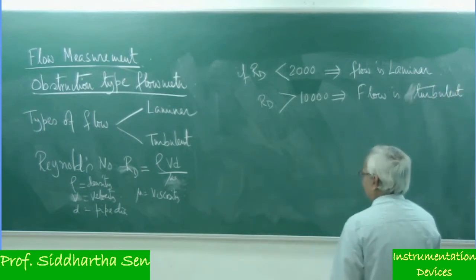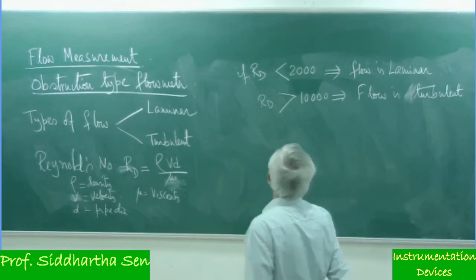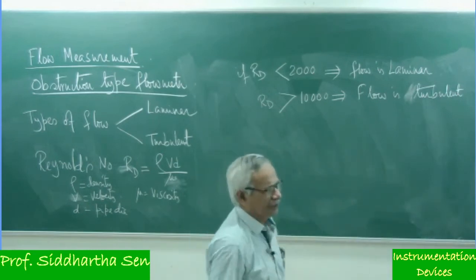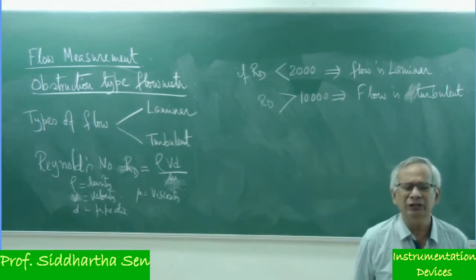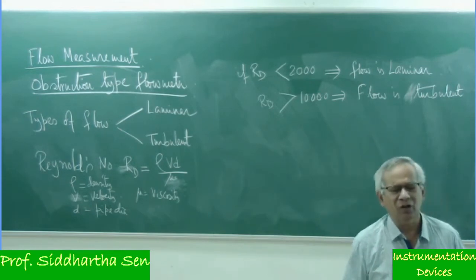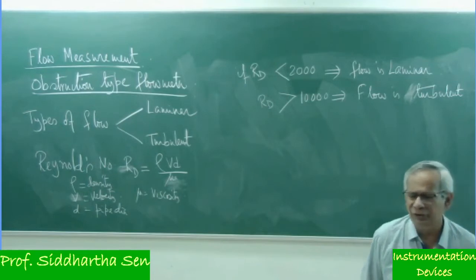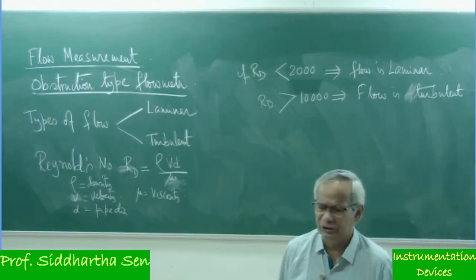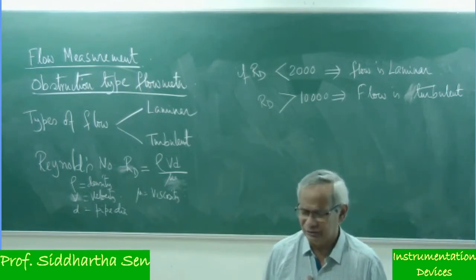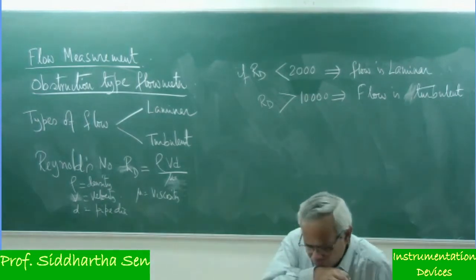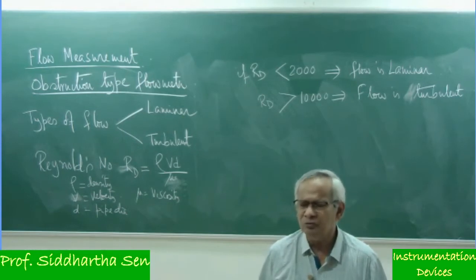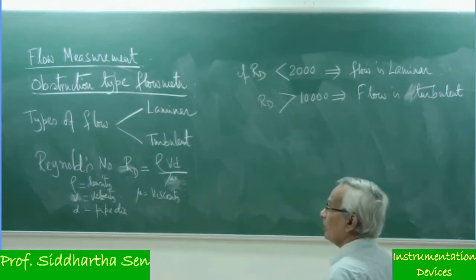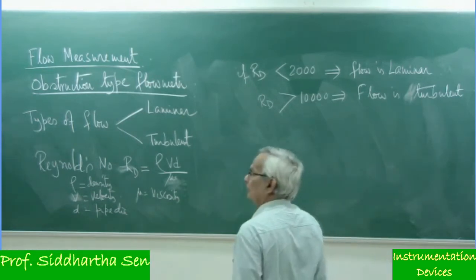Between 2000 and 10,000, we call it a transition zone, which is neither fully laminar nor fully turbulent. But if the Reynolds number is more than 10,000, we can confidently say that the flow is turbulent.